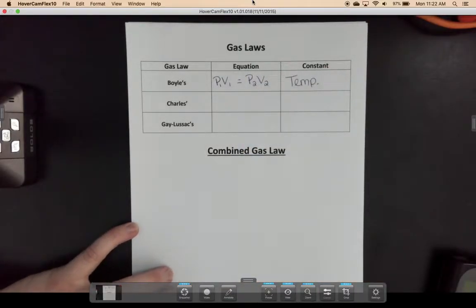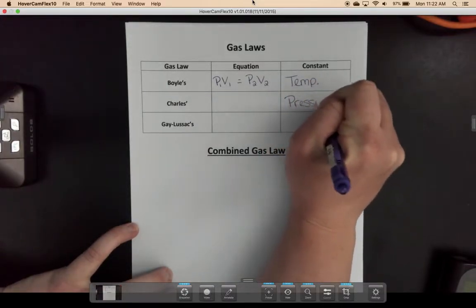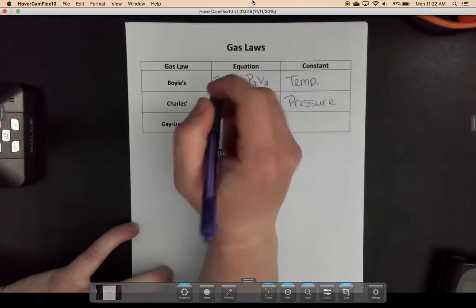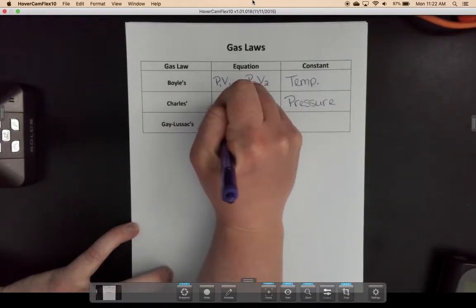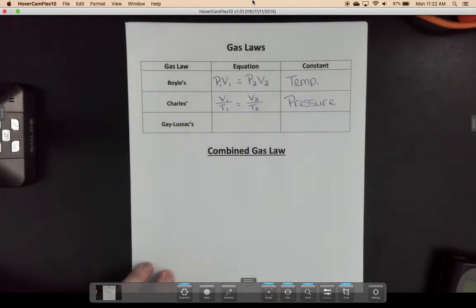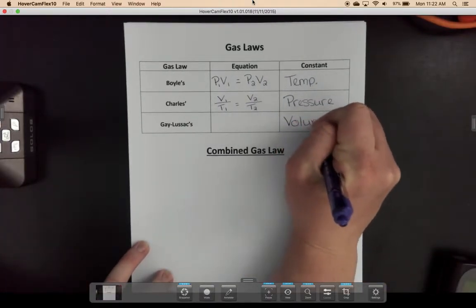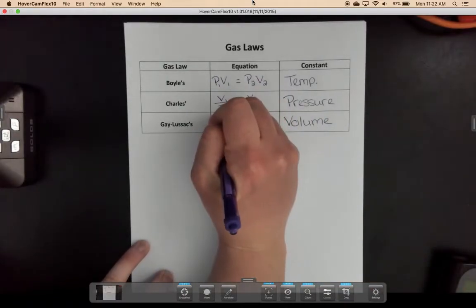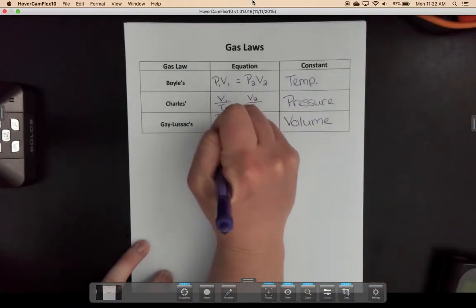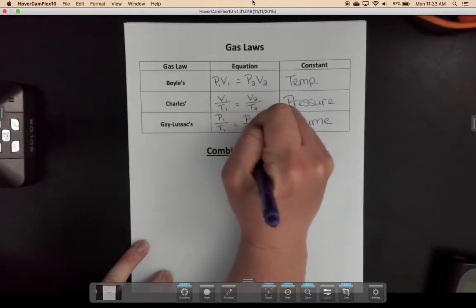Now, if we're looking at Charles's law, what that's going to tell me is if pressure is held constant, my V1 over T1 is equal to V2 over T2. This could also be initial and final. I just like to use ones and twos. Then Gay-Lussac's law tells me if volume is being held constant, my initial pressure over temperature is equal to my final pressure over temperature.